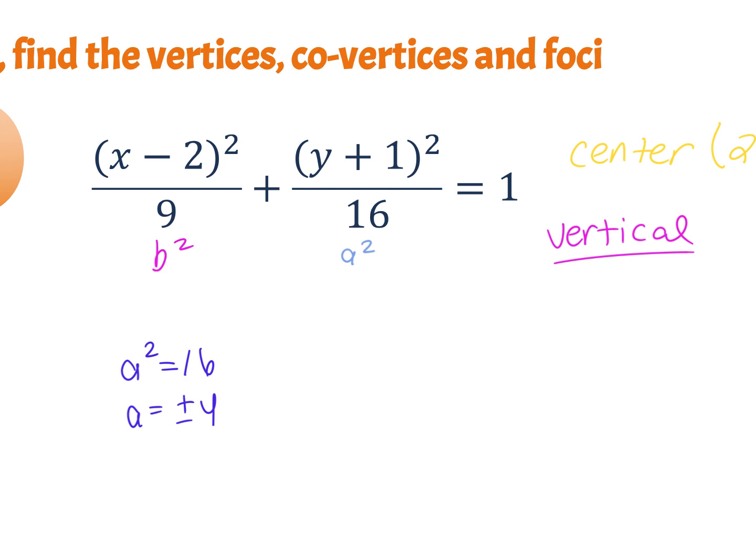What does that mean? You're going to move plus or minus 4 from the center, right? Last time the center was 0, 0, so it was real easy to just go up 4, down 4 from that point. Now you're going to have to go up 4, down 4, but not from the origin, so you'll do a teeny little bit of math. We'll do it in a second. So b squared equals 9. So what is b? Plus or minus 3.